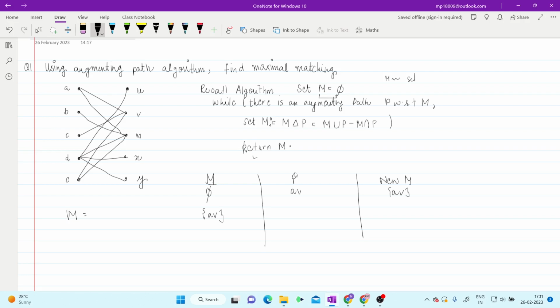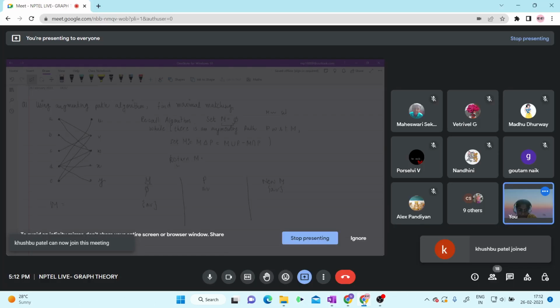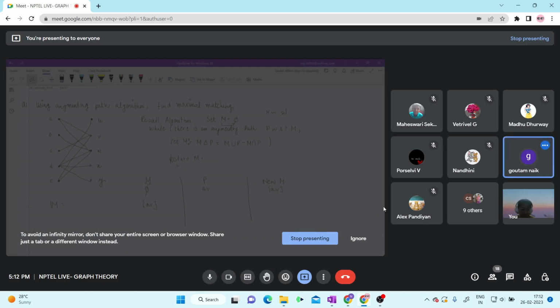Now can you give me an augmenting path with respect to M? Anyone? Does everyone understand what an augmenting path is? Can you explain once again, ma'am? Okay, augmenting path. Yes, I'll explain once again.